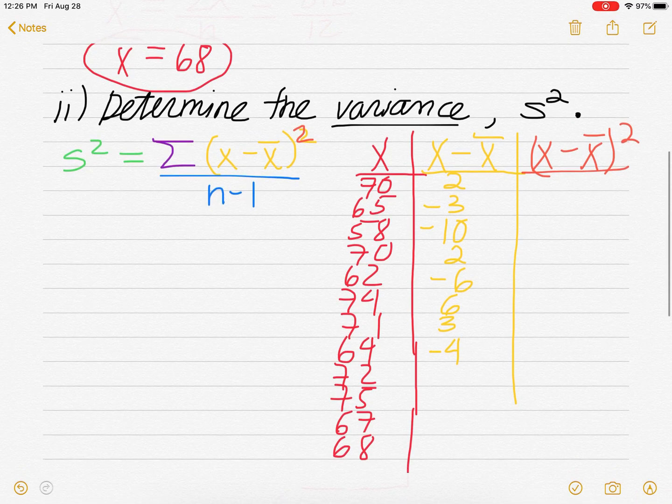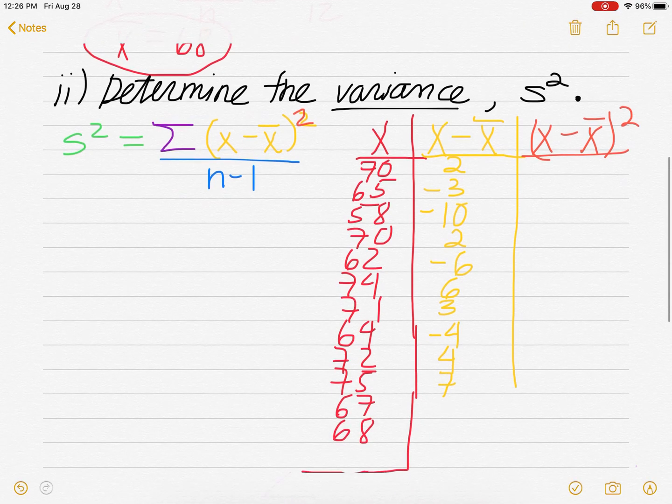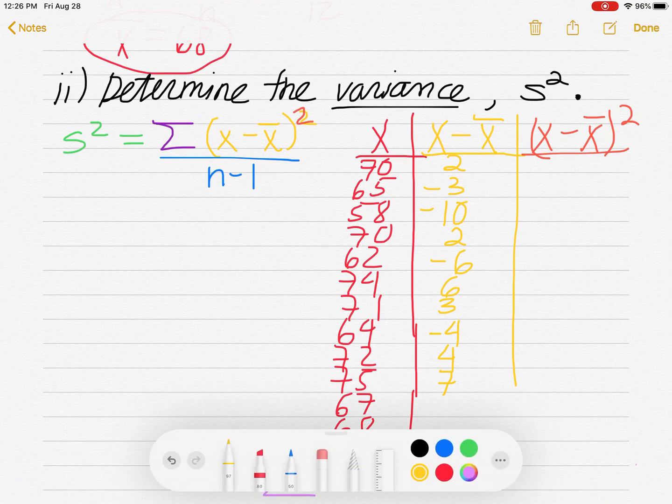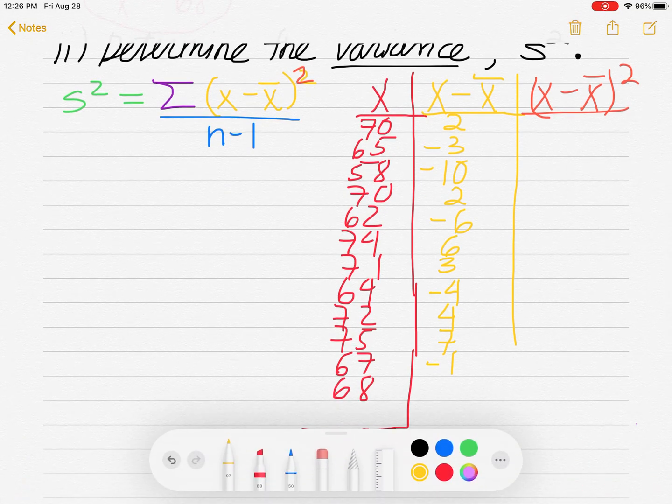Scroll a little bit. 72 minus 68 is 4. 75 minus 68 is 7. Okay, let's scroll up a little bit. 67 minus 68 is minus 1. And 68 minus 68, is that the last number? Yeah, 68 minus 68 is going to be 0.